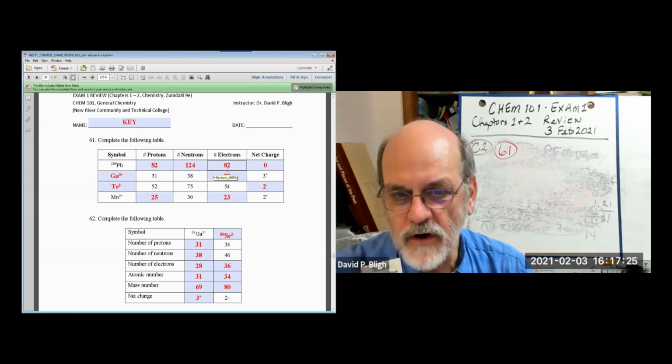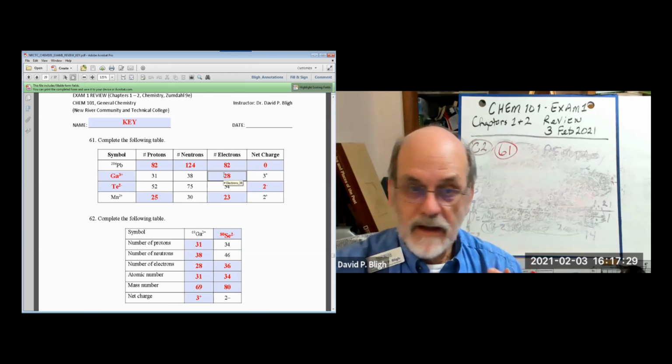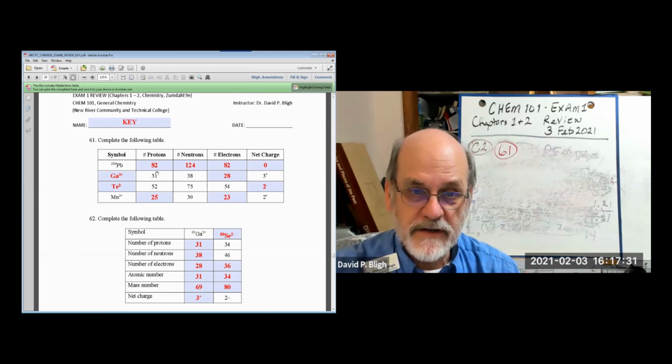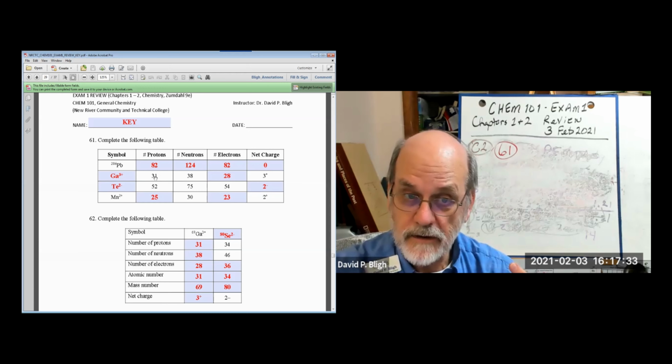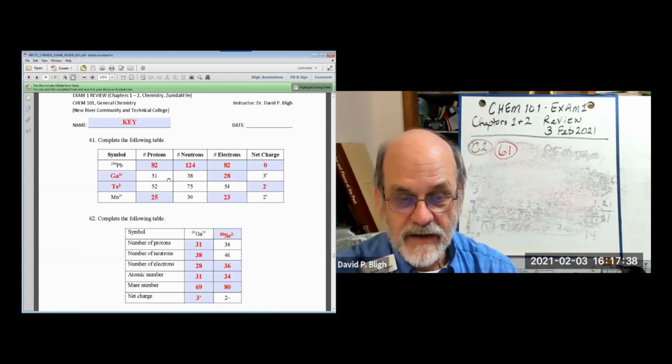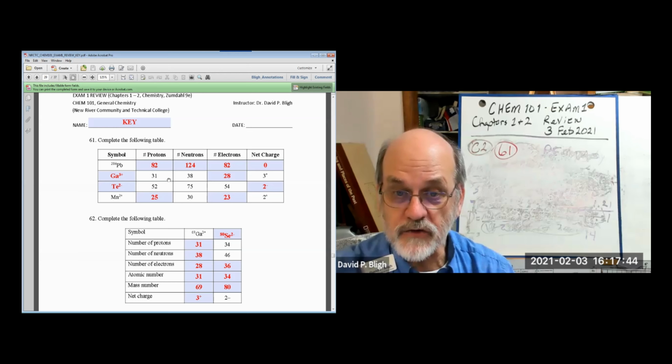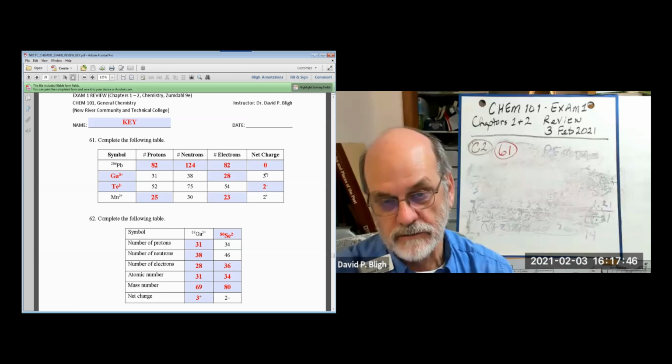How about the number of electrons? How do you know the number of electrons? If you've got 31 positive charges, protons, and three of those are in excess, that means you can only balance them with 28 electrons. That gives you three extra positives. That makes the charge.